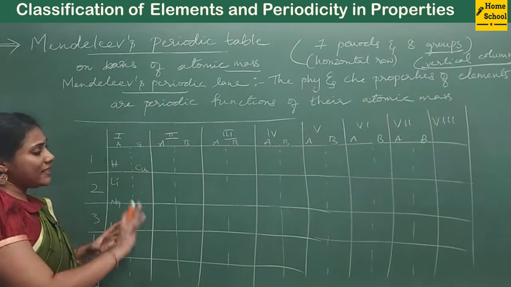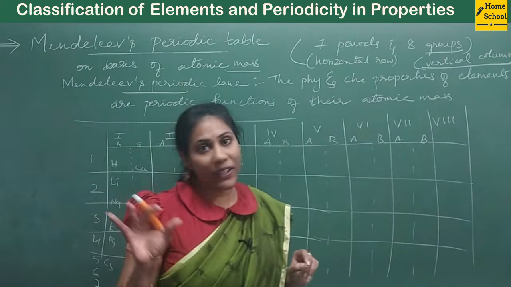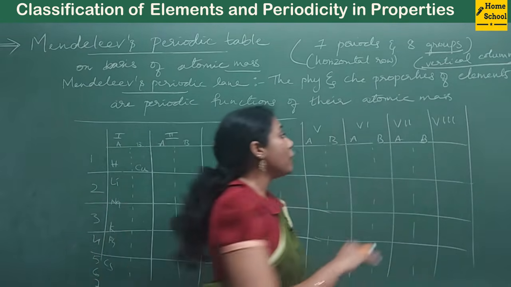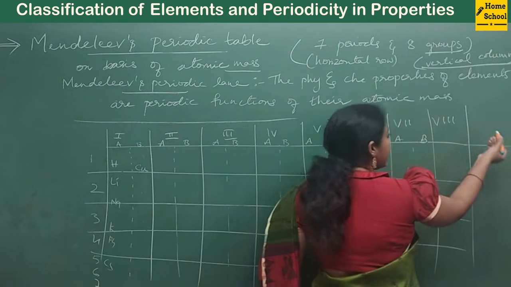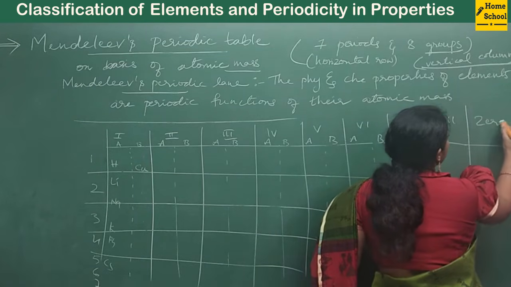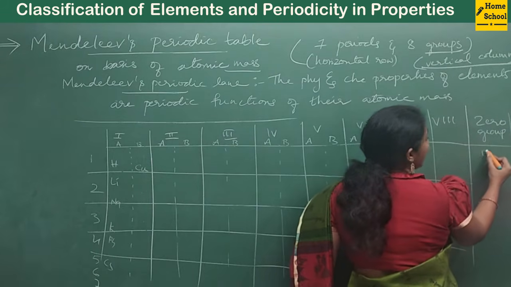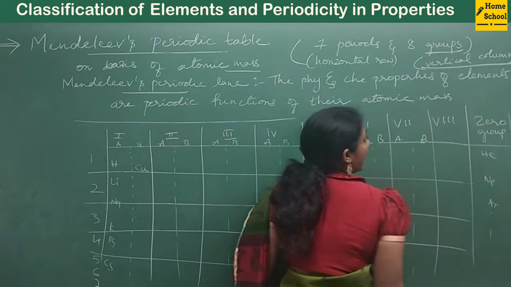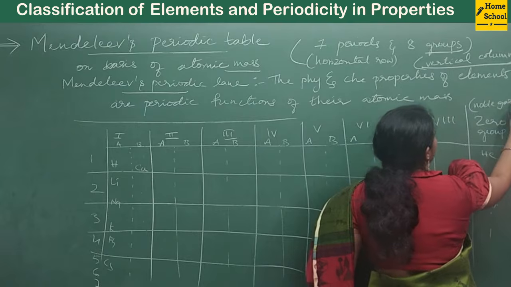And now, once Mendeleev had given the entire periodic table, noble gases were discovered. So he had to give some place for noble gases. So he introduced the ninth group, which he called the zero group. In this zero group, you will find the noble gases helium, neon, argon, etc. So the zero group includes our noble gases.